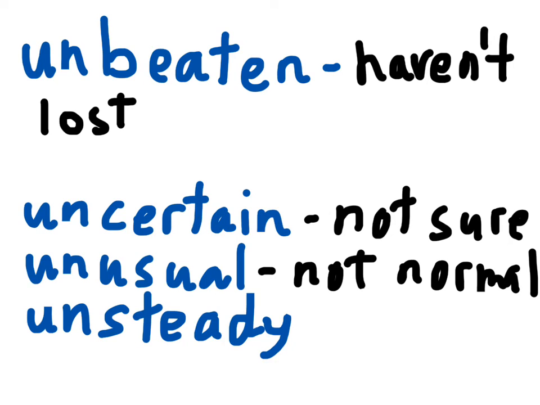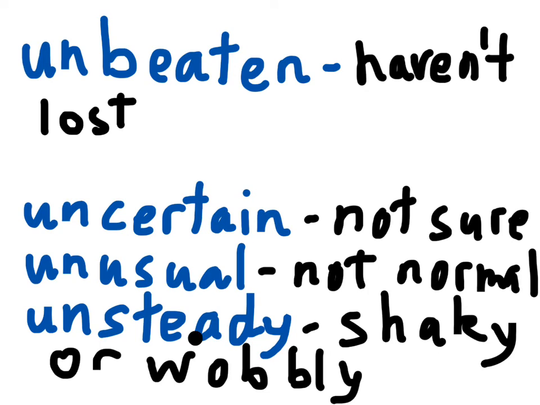And one last one, unsteady. So the base word here, steady, means it's not shaking or not wobbly. So the opposite of that means shaky or wobbly. For example, if you ever sit on a chair or at a table where one of the legs is a little bit off and the table or chair is shaky or wobbly, that would be unsteady.